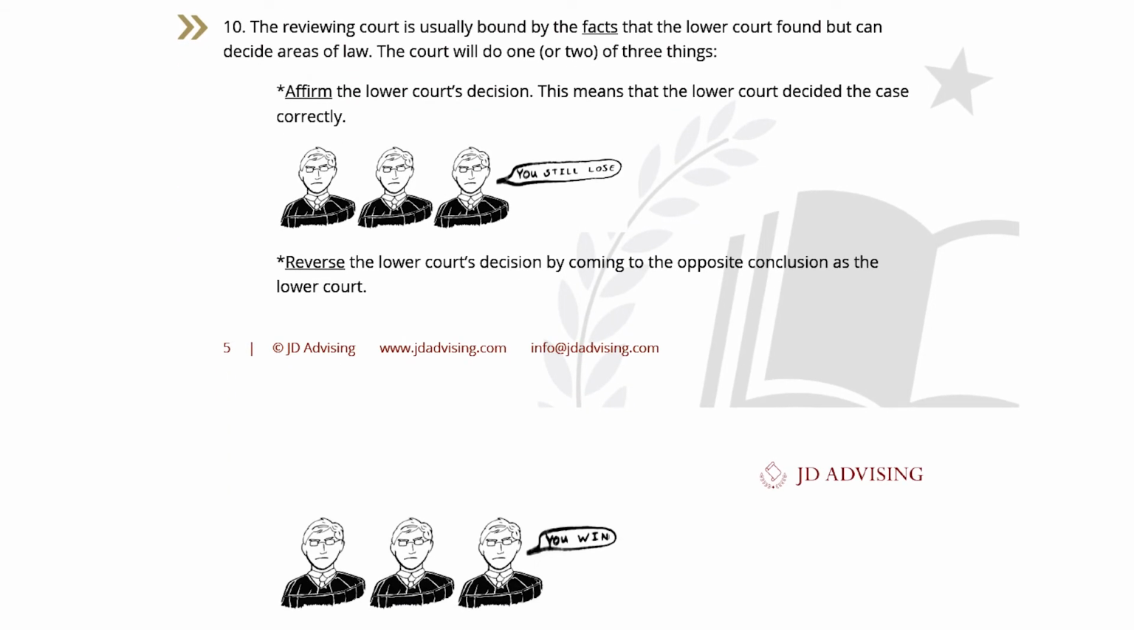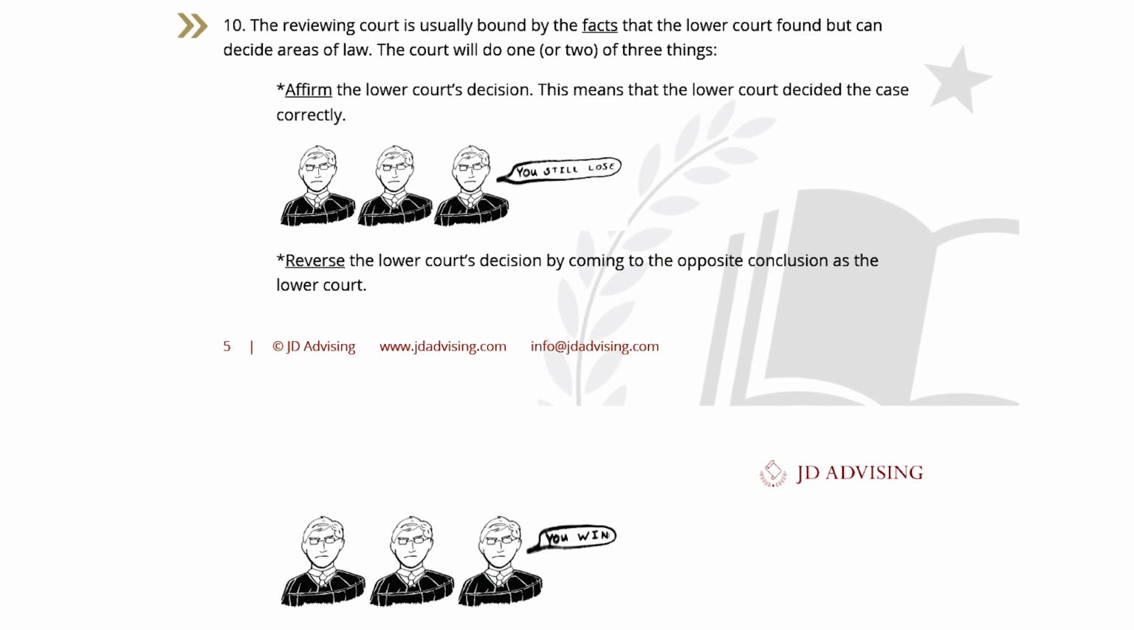The reviewing court is usually bound by the facts that the lower court found, but can decide areas of law. So basically what this means is the reviewing court is not going to rehear all of the evidence. Whatever the lower court found in terms of the facts, this is what happened, the reviewing court will accept as true. Instead, they're just going to look at how the law was applied to the facts. And they'll do 1 of 3 things.